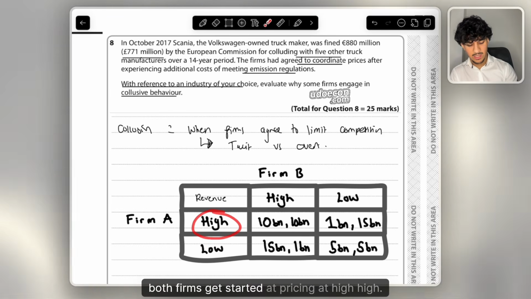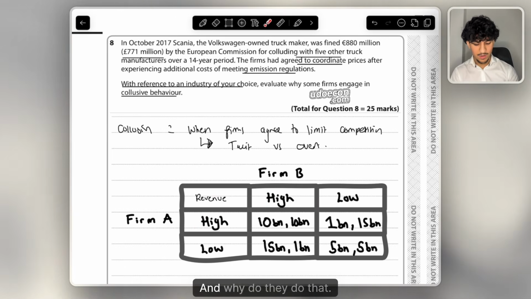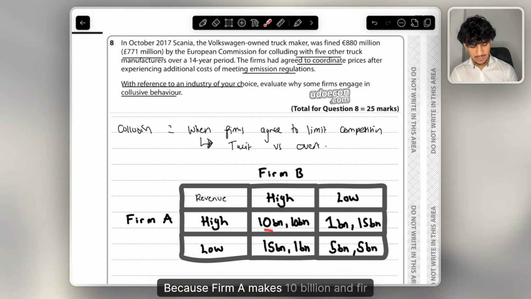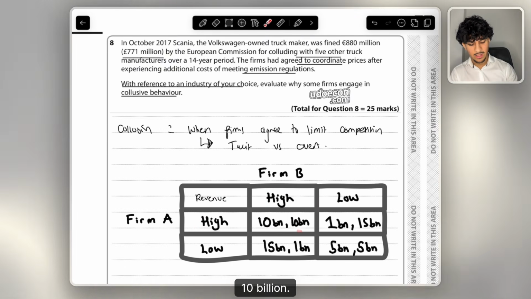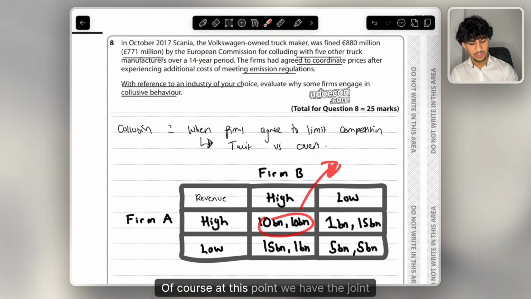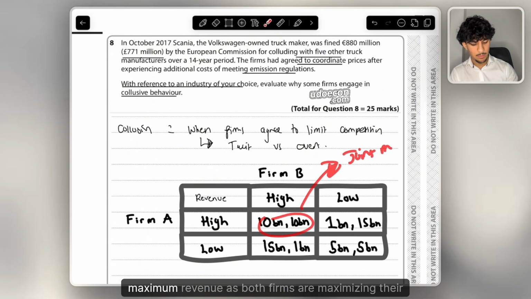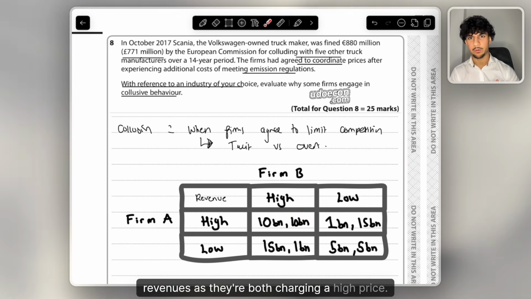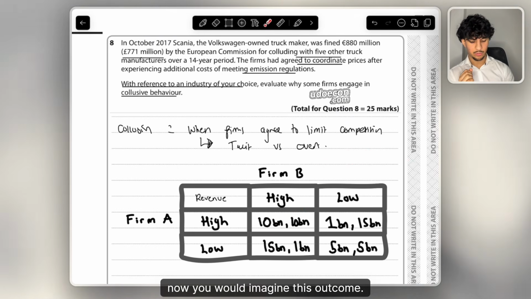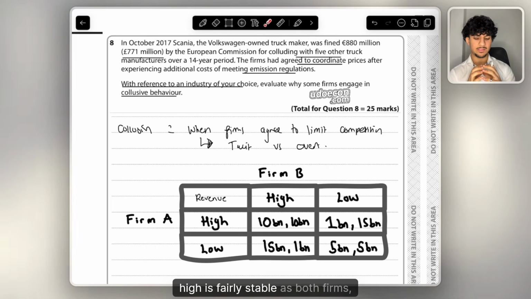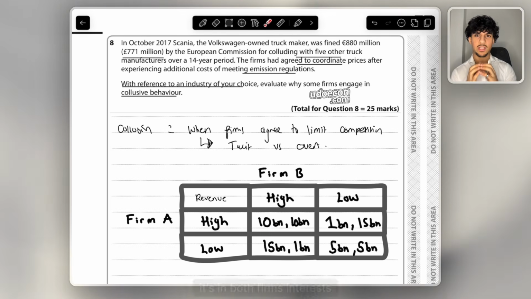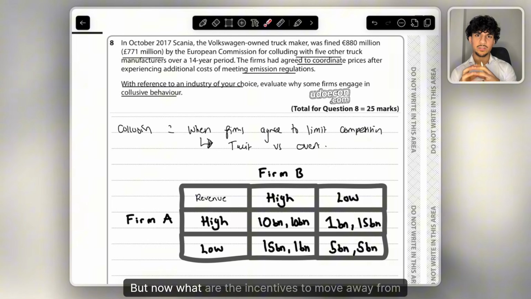Both firms get started at pricing at high, and why do they do that? Because firm A makes 10 billion and firm B makes 10 billion. And what do we call this point? Of course, at this point we have the joint maximum revenue, as both firms are maximizing their revenues as they're both charging a high price. Now you would imagine this outcome, both high, is fairly stable, as it's in both firms' interests to remain at this point. But now, what are the incentives to move away from this high point?